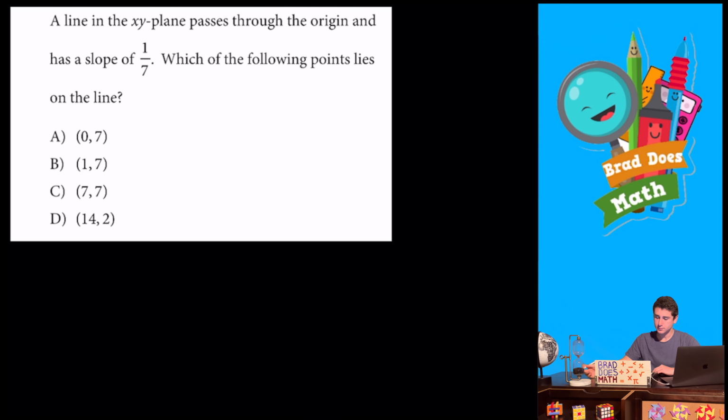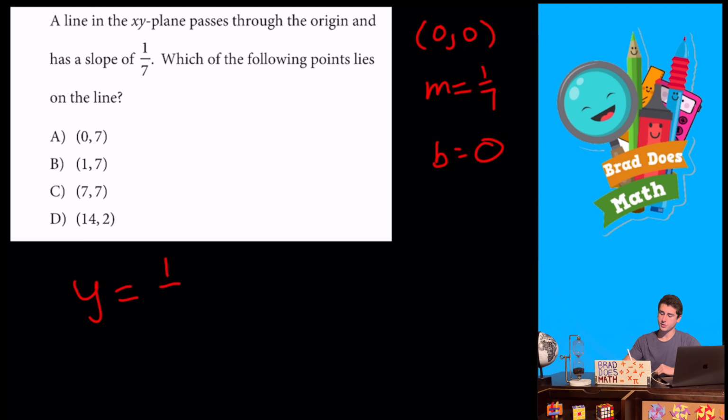Okay. A line in the xy plane passes through the origin, 0, 0 is the origin, right? And has a slope of 1 over 7. Which of the following points lies on the line? Well, believe it or not, they just gave us our y-intercept here, right? At 0, 0, we intersect the y-axis at 0. So we could say the y-intercept is 0. And we have the equation for our line.